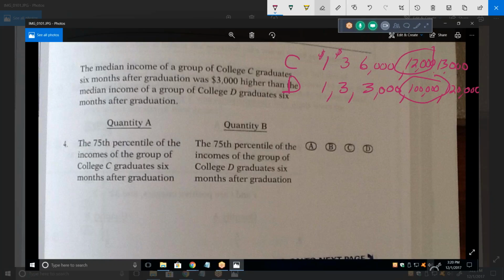But what if I change this, instead of being 100,000, I make it 4,000, and this 5,000. Now, which 75th percentile is bigger? C. Therefore, the answer is? You can't tell.